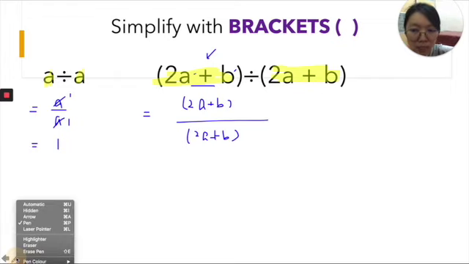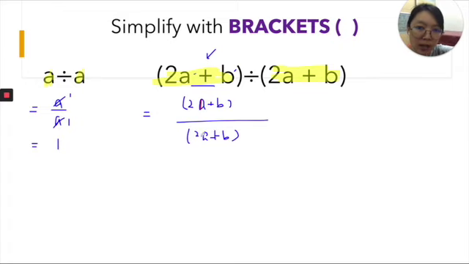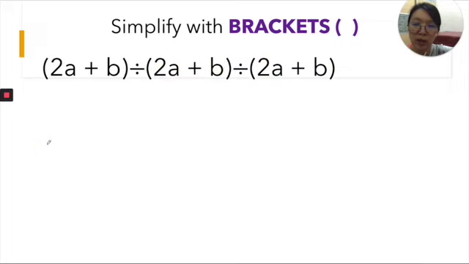So when we cancel off, we don't look at it as a and a. No, this is not correct. We look at it as a whole. In a bracket, the whole thing, we slash it off. The whole thing, we slash it off. Clear? 2a plus b, bracket, divide by 2a plus b, bracket, divide by 2a plus b.